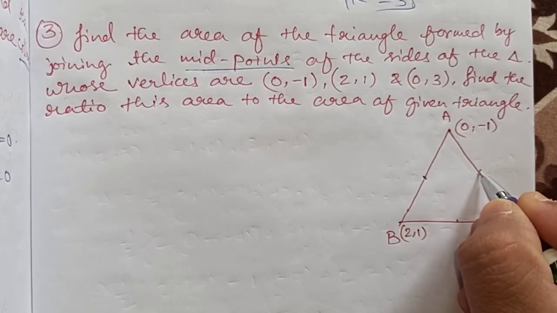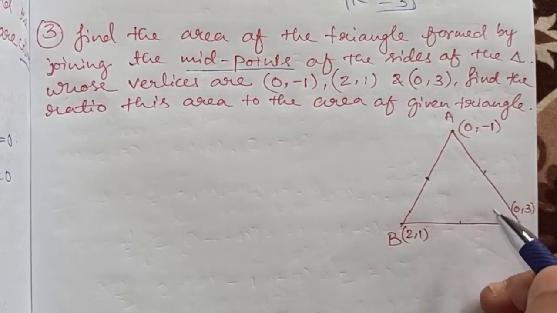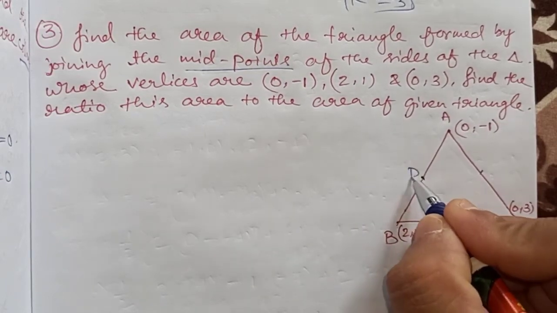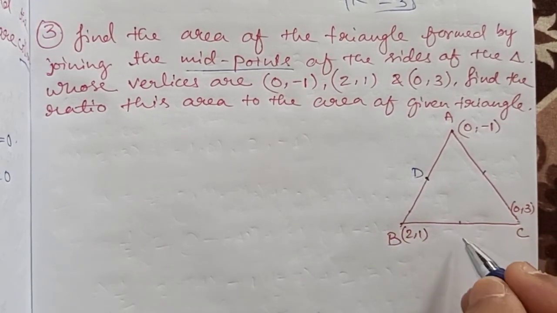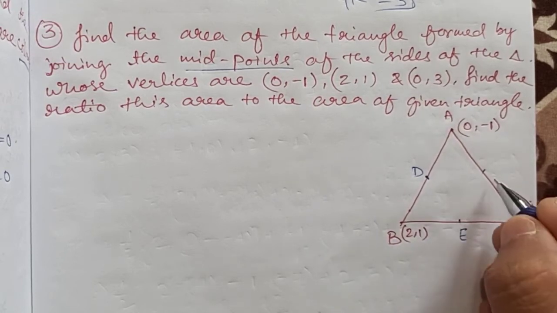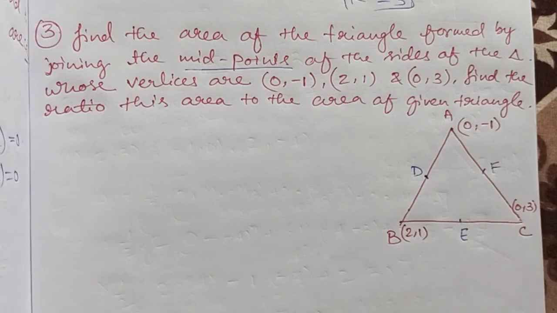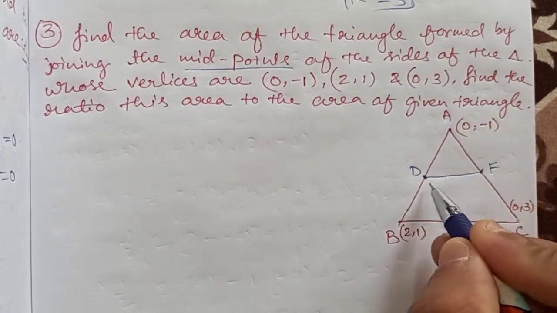Okay. If I mark 3 midpoints on all the 3 sides, then maybe the midpoint will come here. Okay. So I will name it as D. This one I will name it as E. And this one I will name it as F. So suppose these are the 3 midpoints, and when we join them, we will get a triangle.